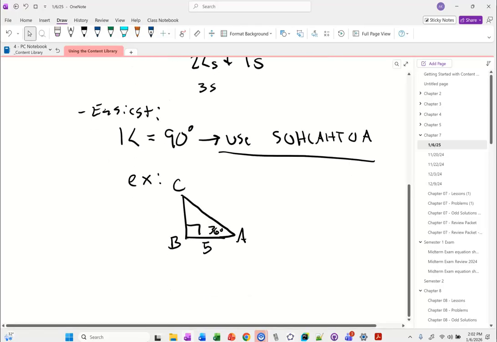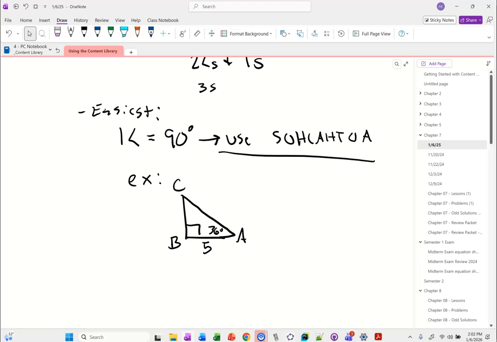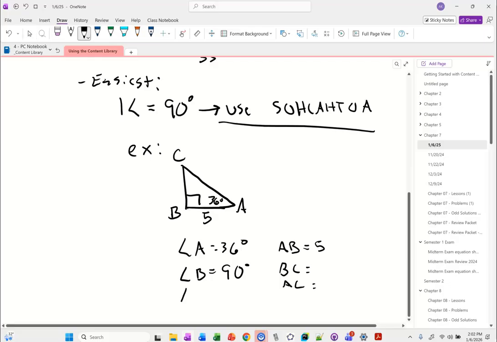Okay, so let's say we want to solve this triangle ABC. We're told angle A is 36 degrees. We're told angle B is 90 degrees. And we're told that side AB is 5. We still need to find BC, AC, and angle C.